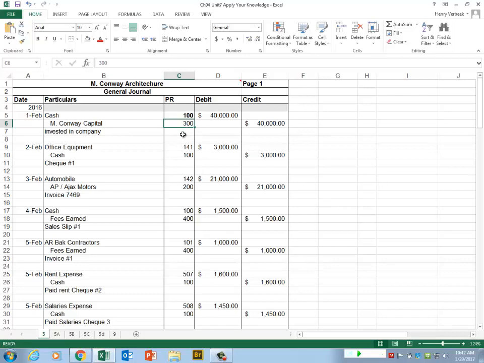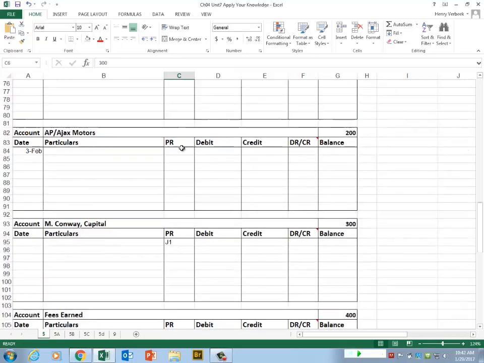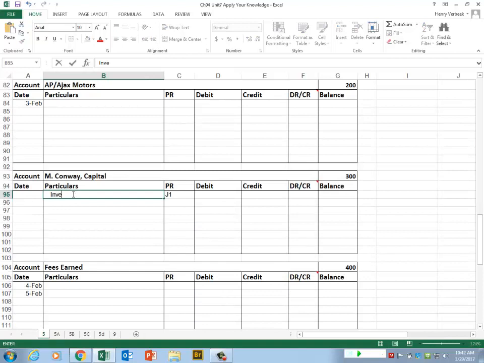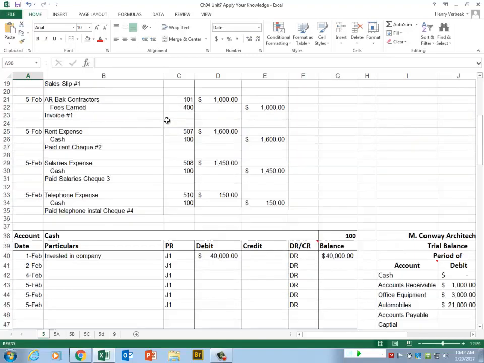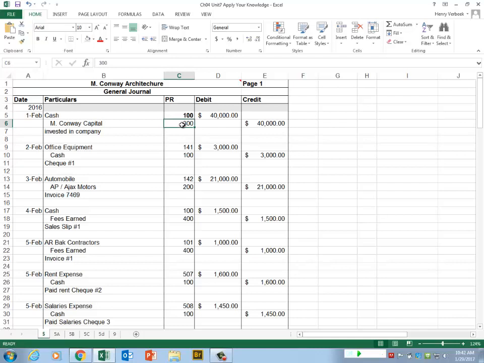M Conway Capital has to increase, so that's a 300. Invested 40,000 equals that 40,000. Now this one's a credit, so we're going to just put CR. And we need the date, February 1. Then I'm going to go up to the top, and I'm going to go Control B to bold that to know that I've now posted it to the ledger.